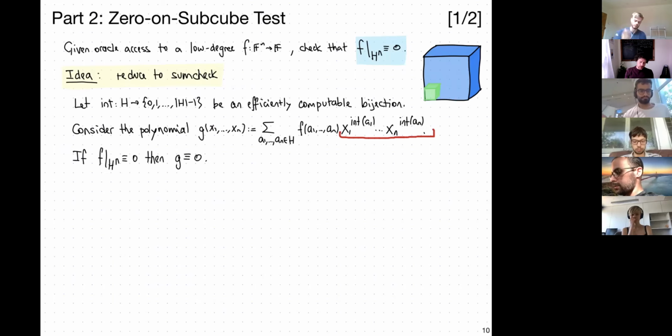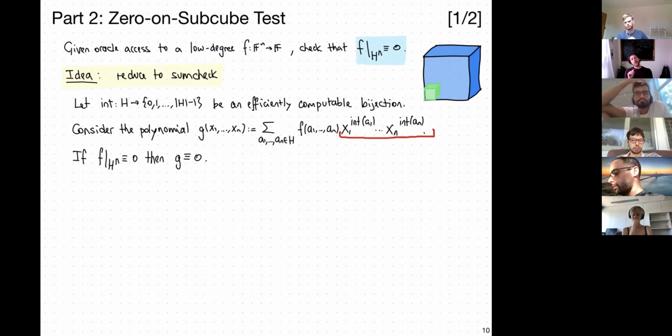First, let's start with the obvious thing. If this function restricted to the hypercube is 0, then this G would be identically the 0 function. Why? Because all of these coefficients, the values on the hypercube, are 0, so it would be 0 times something, 0 times something. So this would be the 0 polynomial syntactically. And to answer Bogdan's question, in our case H would be {0, 1}, the Boolean hypercube.